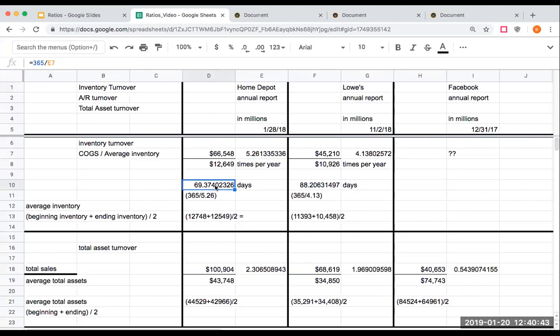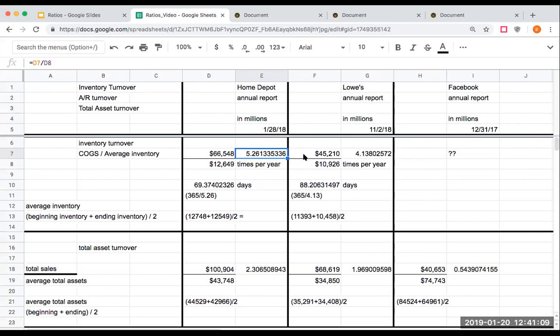So here my inventory is turning over 5.26 times per year, or an average of 69.37 days. How did I get 69.37? I took 365 and I divided it by 5.26. Is that good? Is that bad? Well, we want this number to be higher, the better. But for a company like Home Depot that's really selling a lot of construction staples, this might be an okay ratio.